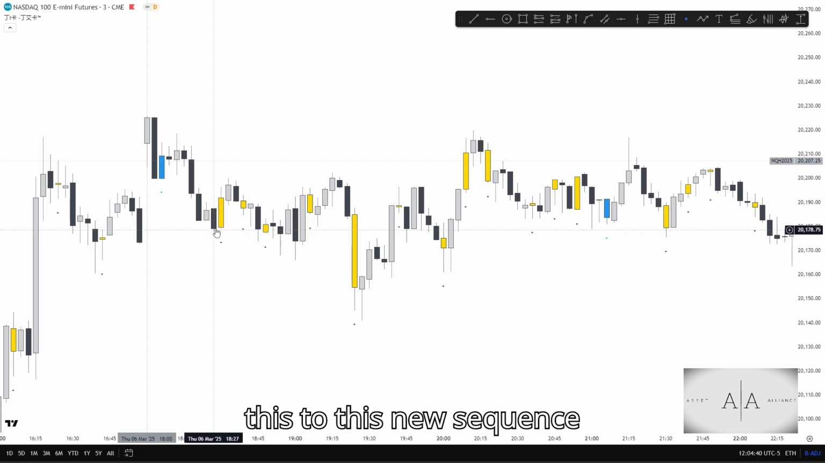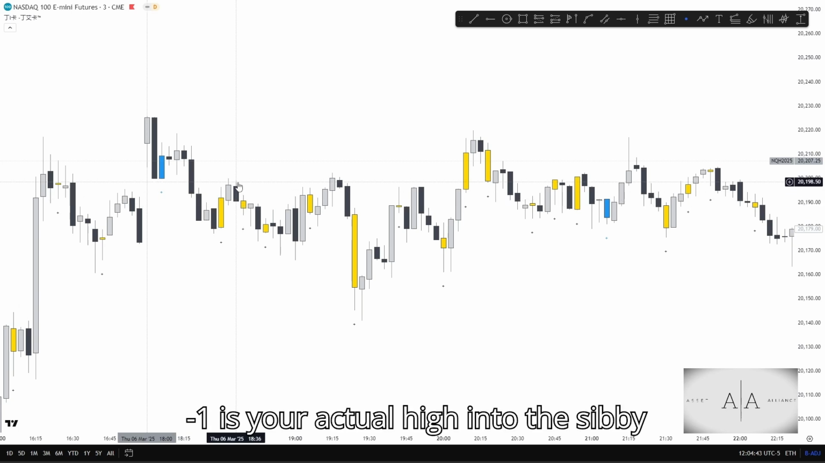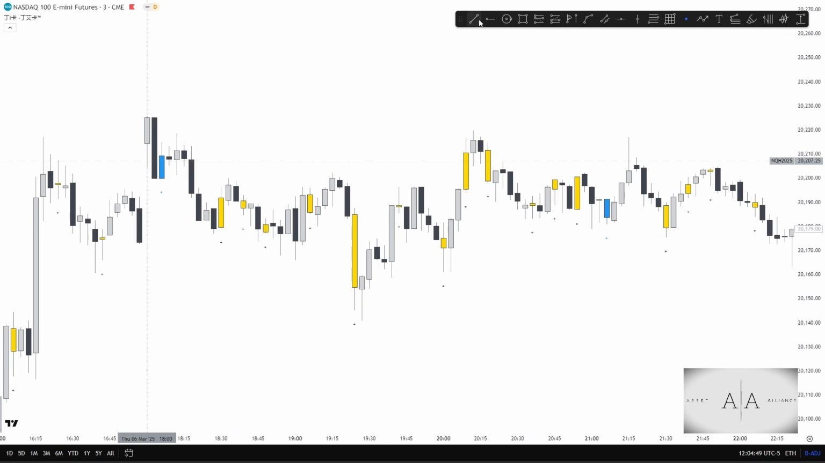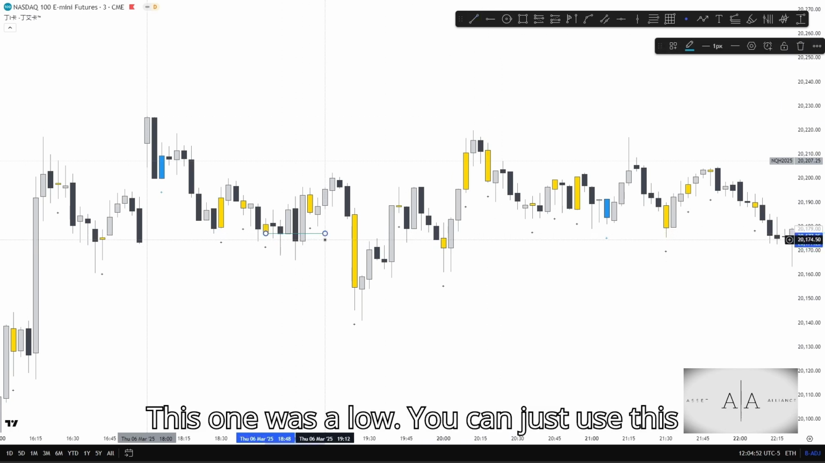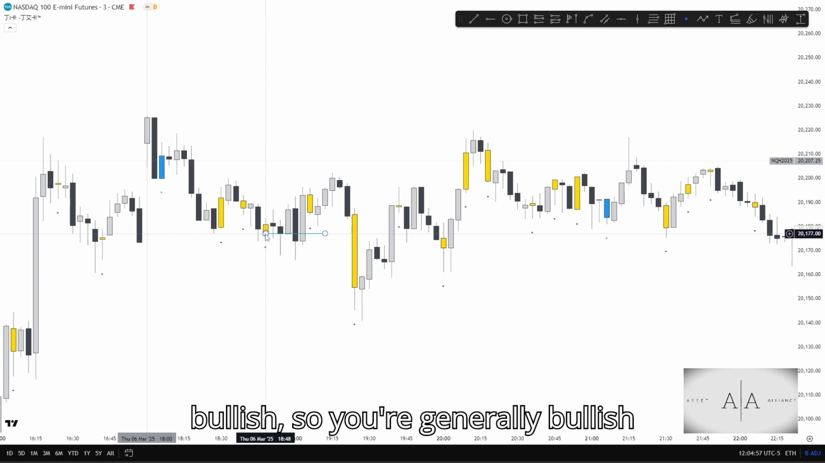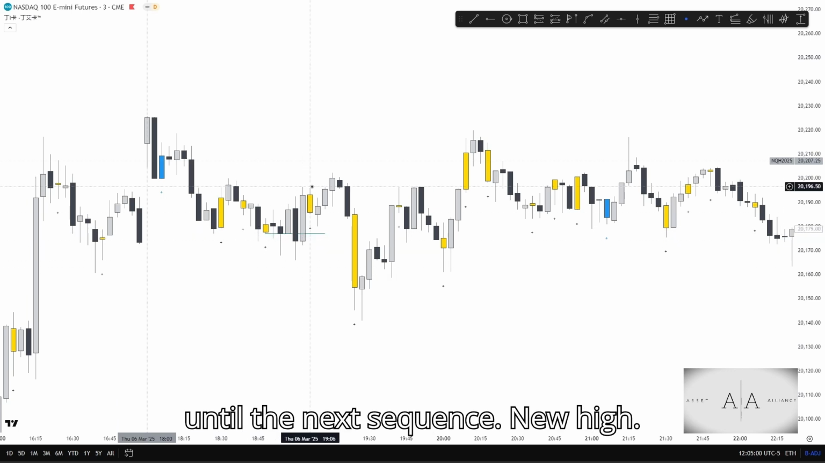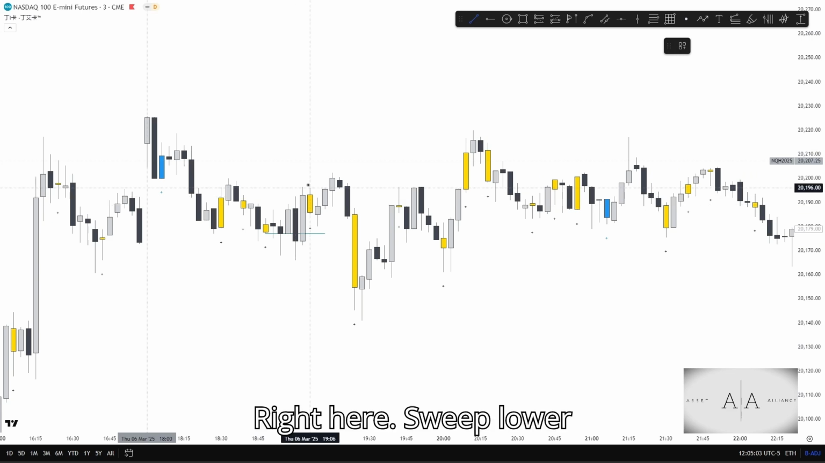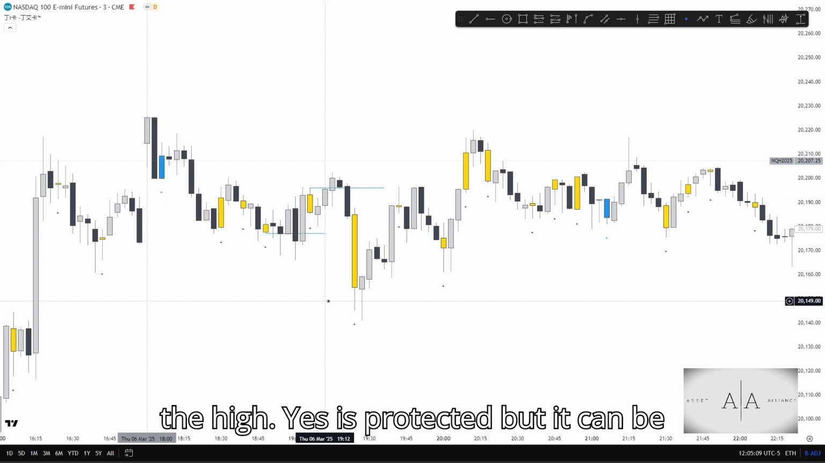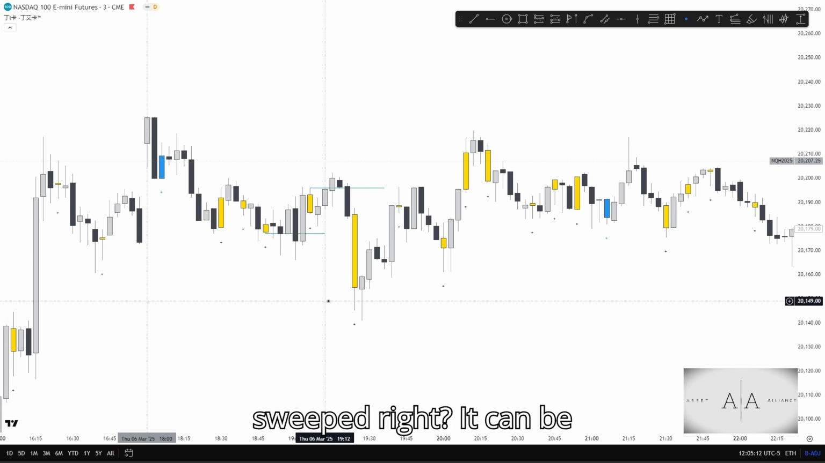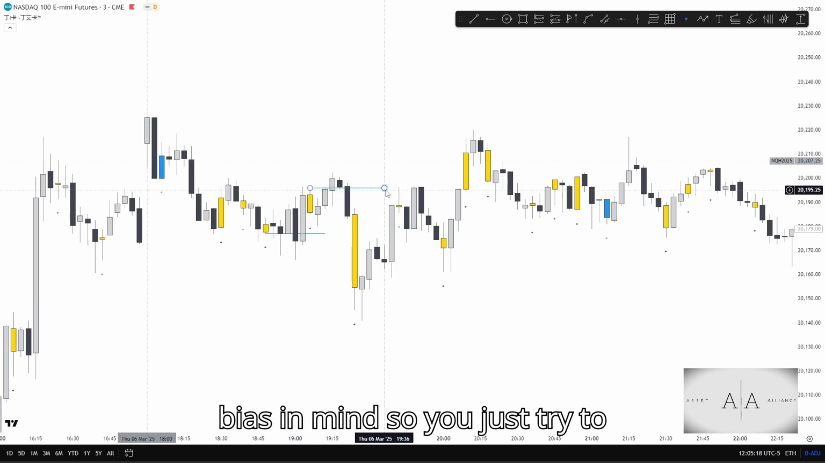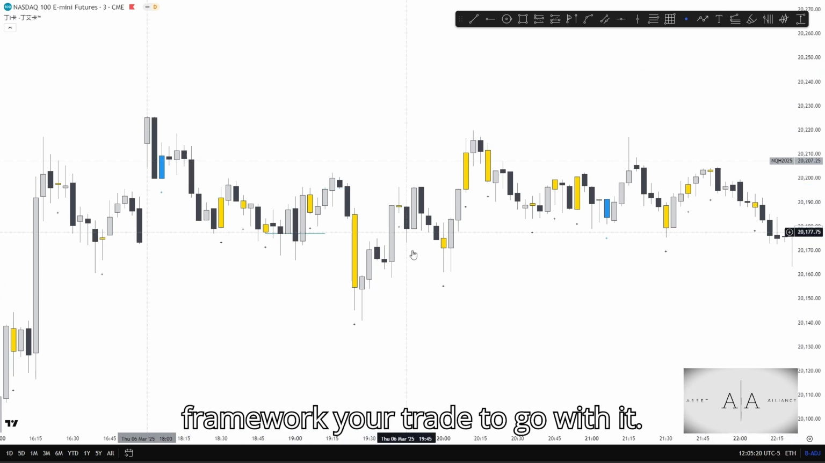So from this to this, new sequence, this is your actual high into this SIBI, but then lower prices until the next sequence. New sequence, this one was a low. You can just use this as a sweeping property, and then it gives out higher prices. Low equals bullish, so you're generally bullish until the next sequence. New high right here, sweep, lower prices until the next sequence. So the high, yes, is protected, but it can be swept, right? It can be swept, but you will have your overall bias in mind. So you just try to frame your trade to go with it.